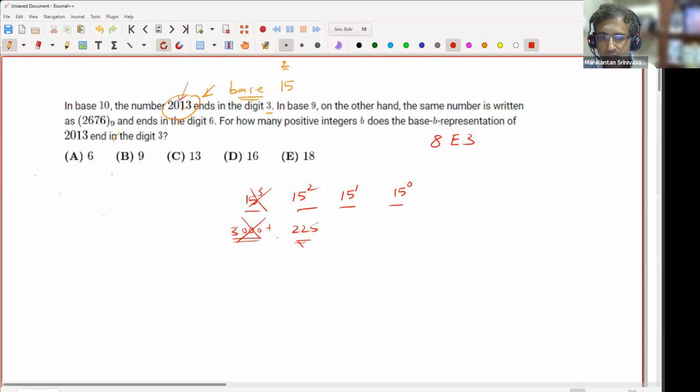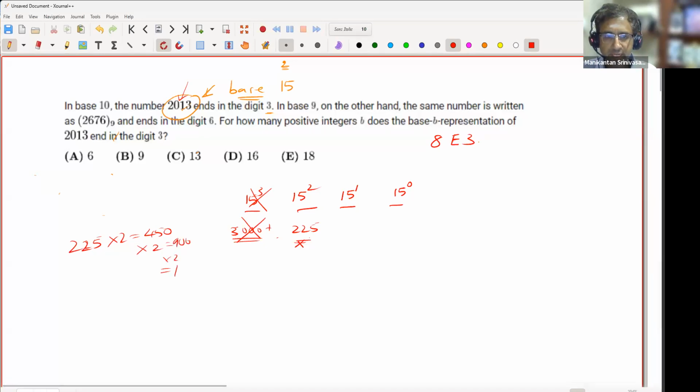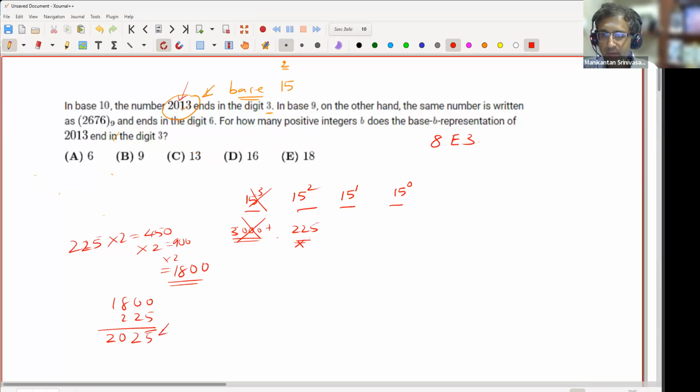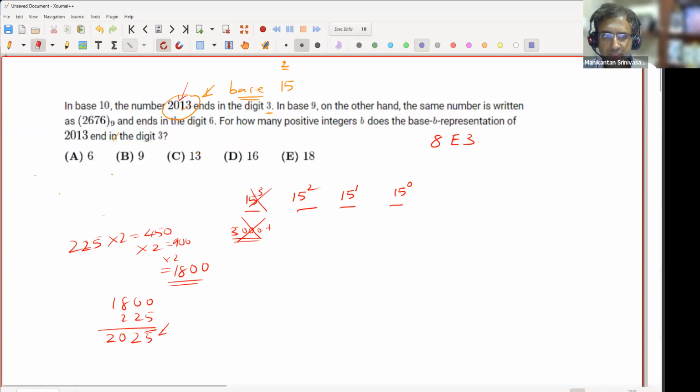So how many 225s can we accommodate? So which is why a bit of mental math, not too much, right? 225 times 2 is 450, right? How many of 450s can we pack? 450 times 2 is 900. 900 times 2 is 1800. And then if I had one more 225, it just exceeds, right? So it becomes 2025, right? So it's somewhere between 8 and 9 225s that I need, which means I'm okay with 8, and then the balance I'll fit using the remaining digits.